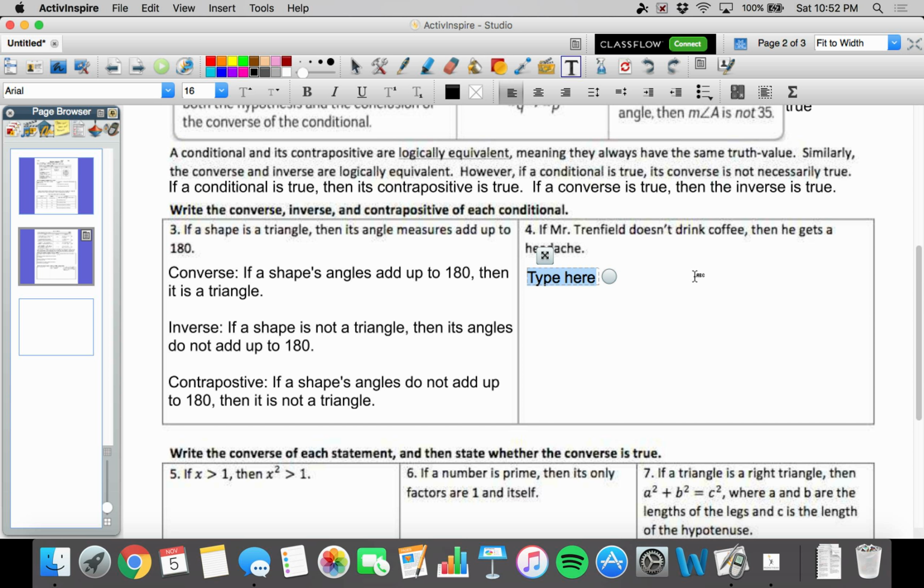And a less math-related example. So if Mr. Trenfield, that's me, if I don't drink coffee, then I get a headache. That's very true. The converse of this statement would be if Mr. Trenfield has a headache, then he didn't drink coffee. And this would be the converse.